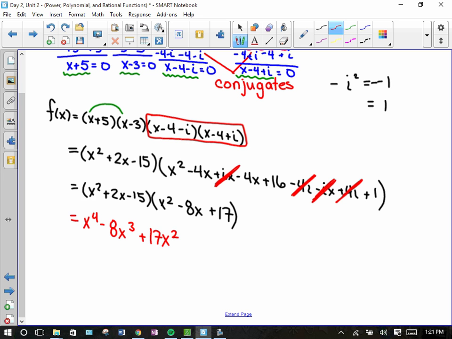2x times x squared is positive 2x cubed. 2x times negative 8x is minus 16x squared. 2x times 17 is positive 34x. And negative 15 times x squared is minus 15x squared. Negative 15 times negative 8x is 120x. And negative 15 times 17, 15 times 15 is 225, plus another 30, negative 255.